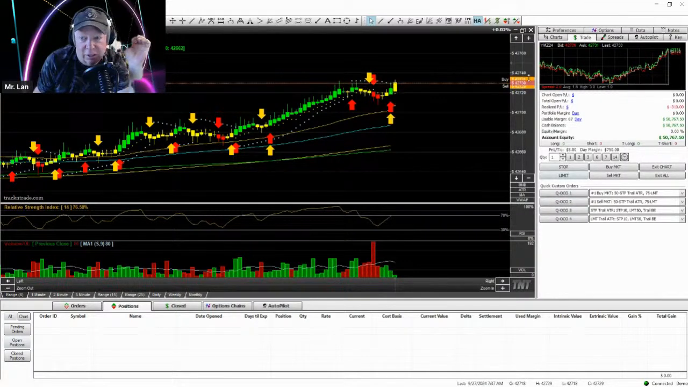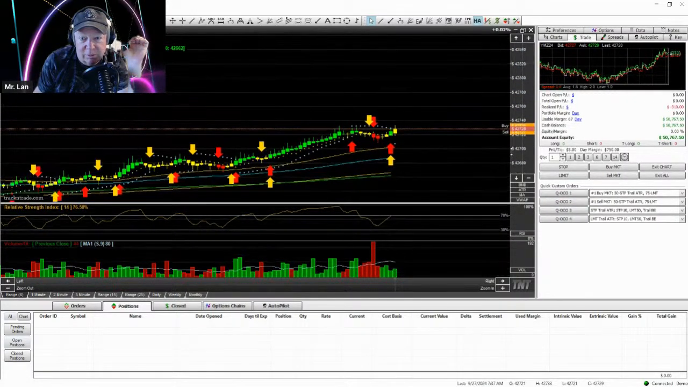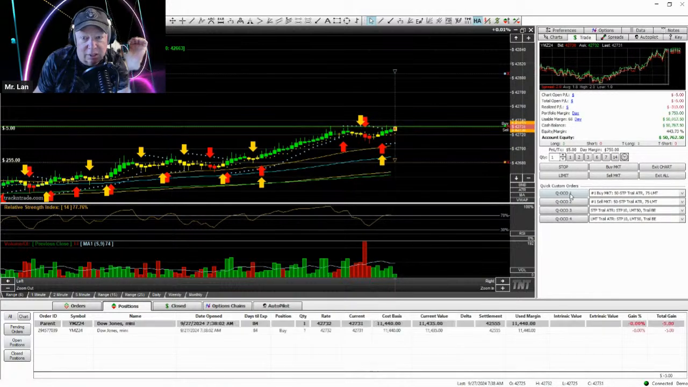I hate trading this early first thing in the morning. The markets are just too jumpy. It's hard to trade this jumpy market.